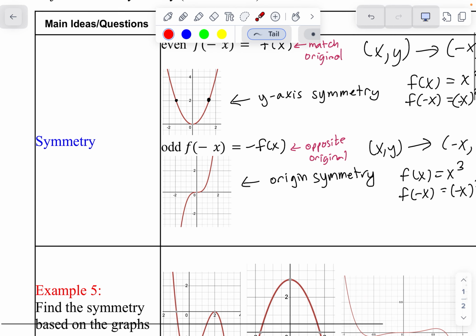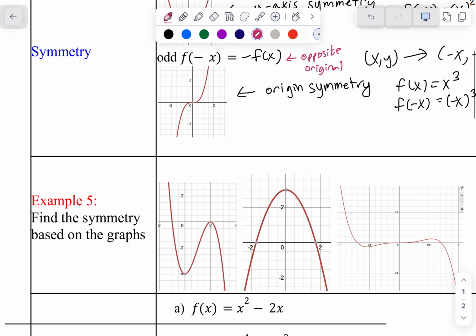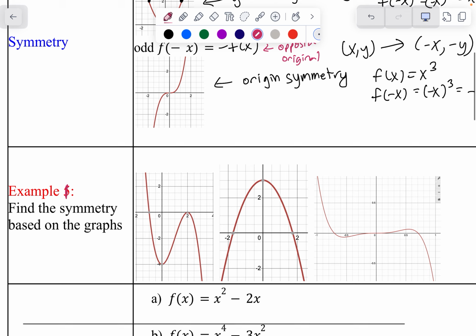So in example, I don't know where we jumped to 5, but how about we go number 1? In this example, we have 3 graphs. We are trying to determine, are they even or odd based upon their symmetry? Are there any that look as if we could fold them over the y-axis and there's a matching piece on both sides? Yes. The middle one. So this is considered an even function.